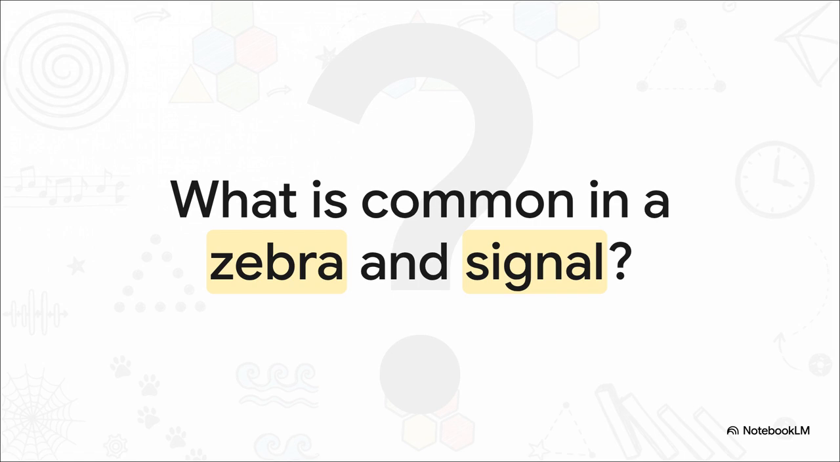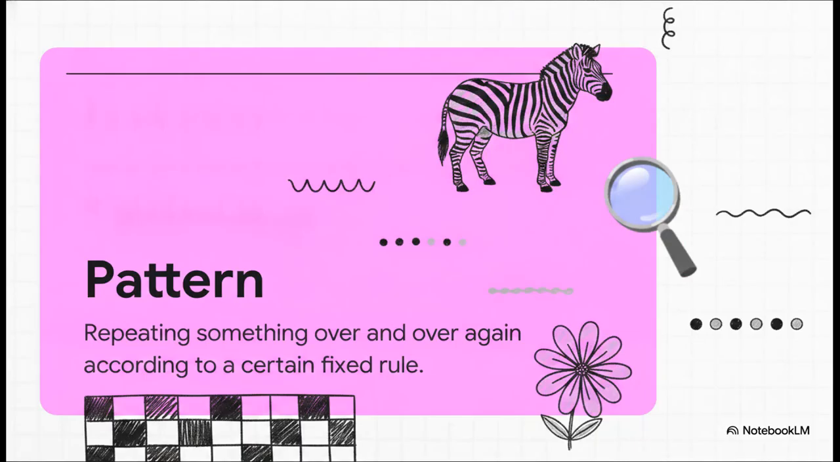A zebra's body has those alternating black and white stripes. And a traffic light, it cycles from red to yellow to green, and then boom, right back to red again. They both follow a very specific, predictable order. Okay, let's dive into this.